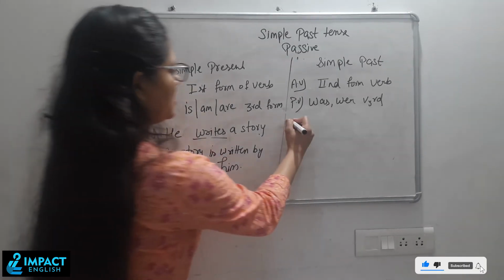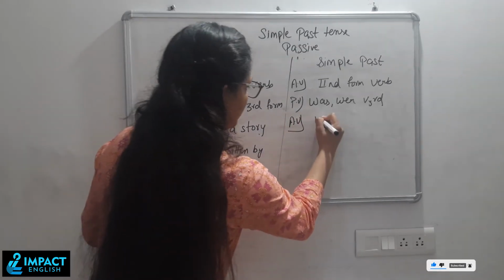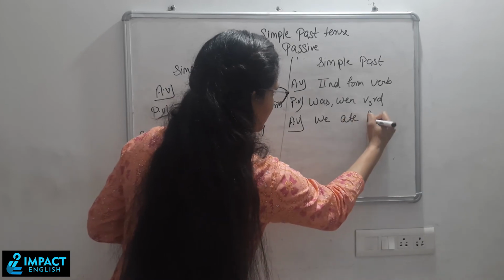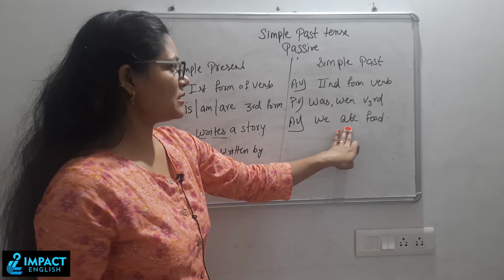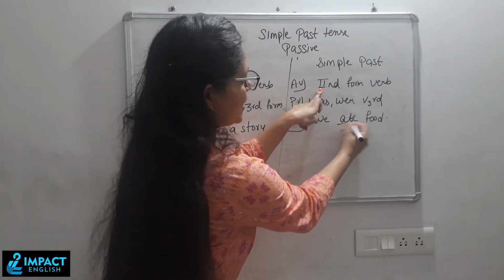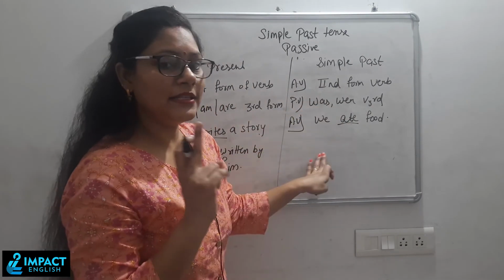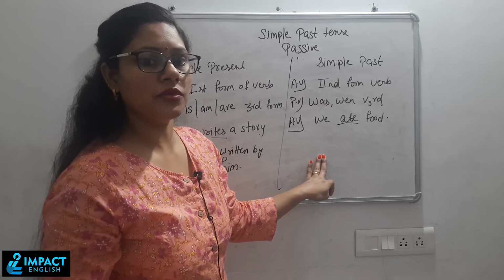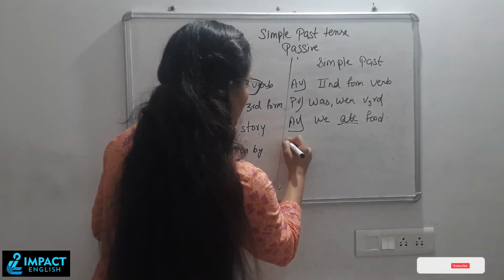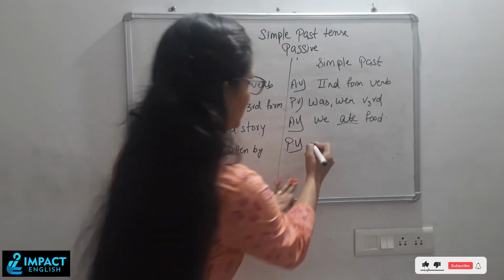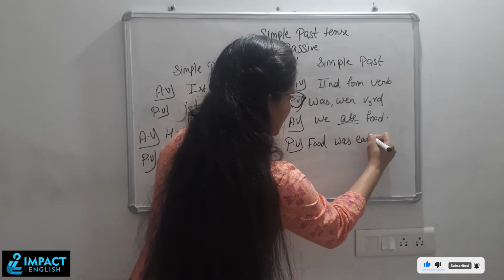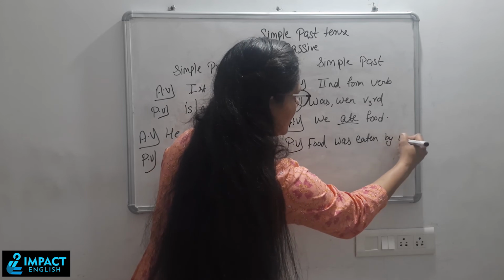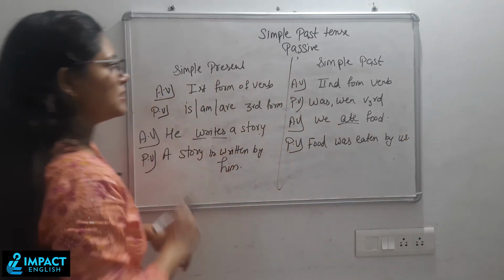See, in active voice, we ate food. Now it's an active voice of simple past tense. Here second form is given. While changing this into passive voice, we will use was and were. Now food was eaten by us. See this structure.